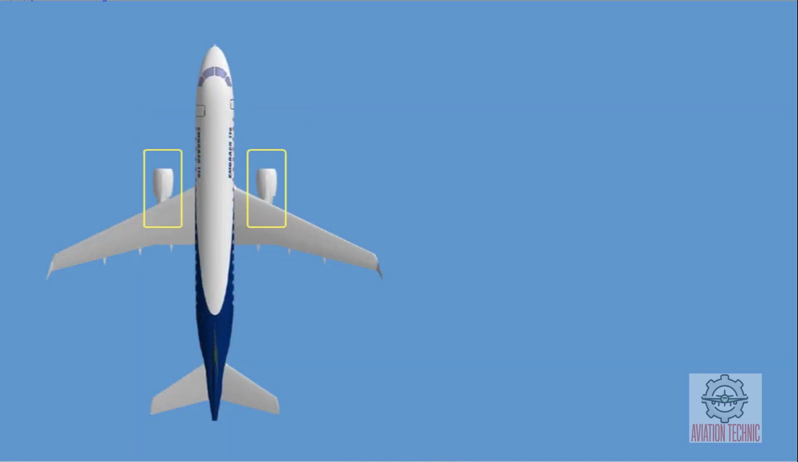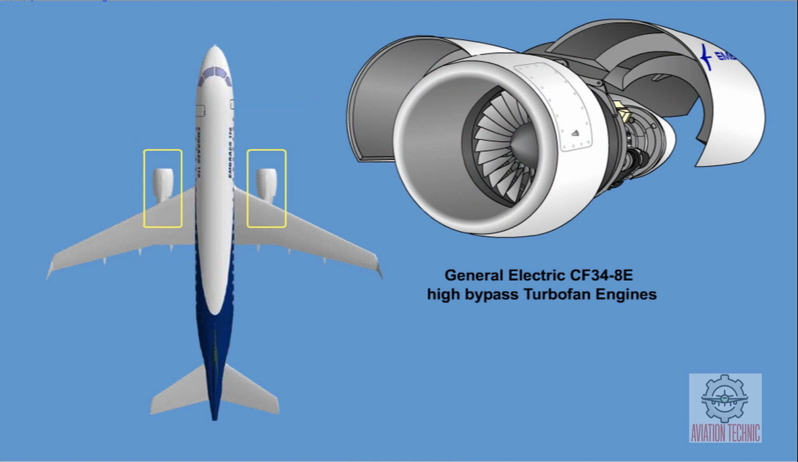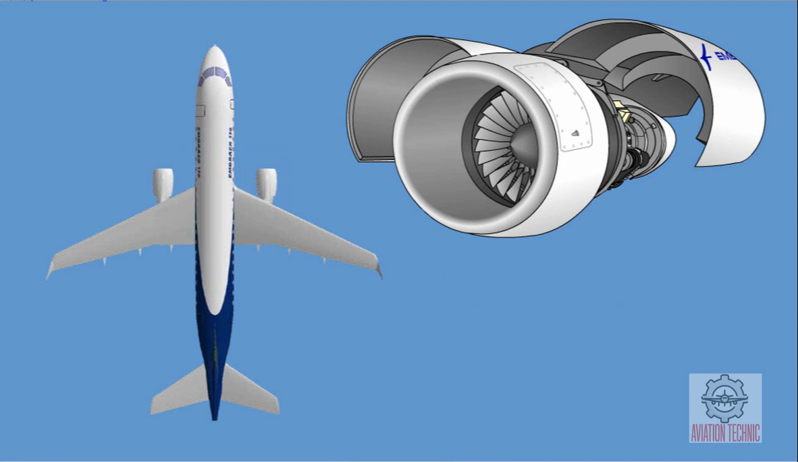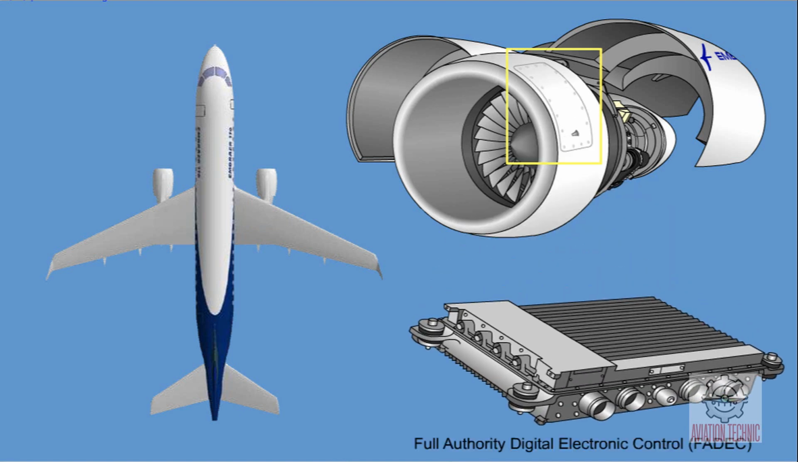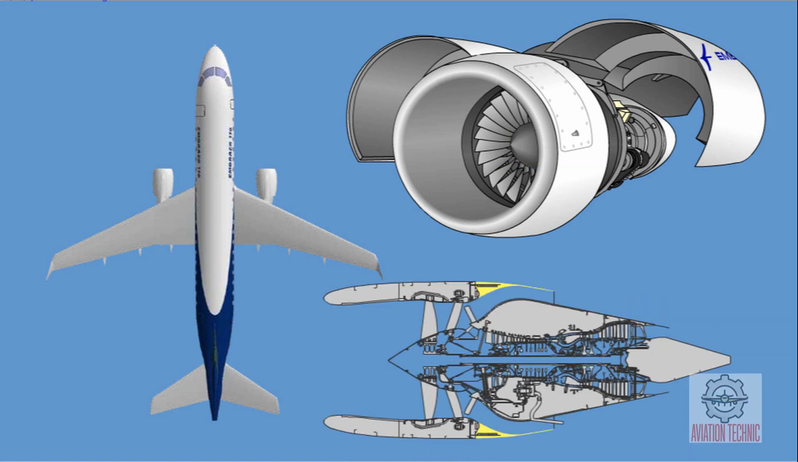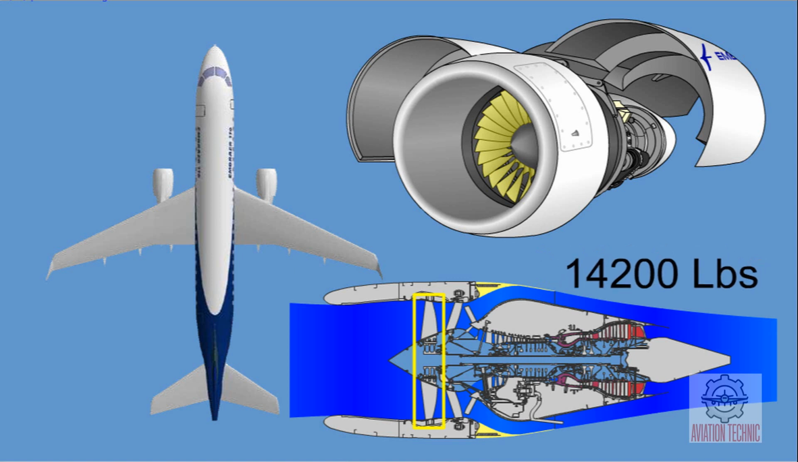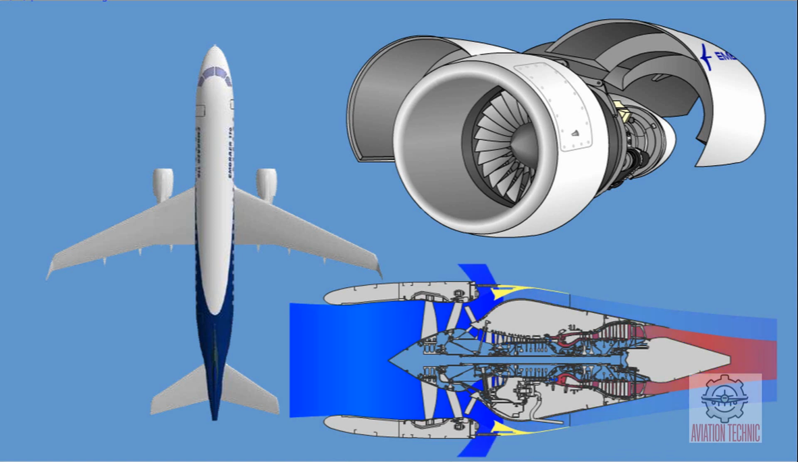The 2 wing-mounted CF-34-8E high-bypass turbofan engines are based on the CF-34 engine family, which is widely used in aviation. Engine controls and fuel scheduling are provided by a full-authority digital electronic control, FADEC, with fully modular design. The CF-34-8E incorporates the aerodynamic efficiency of a wide-chord fan, which produces most of the engine's 14,200 pounds maximum thrust. To enhance aircraft braking capability, the engines are able to reverse thrust.